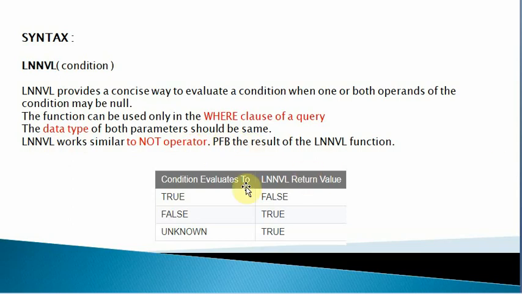So how will this result? If we are using it in a WHERE condition, and the condition is true, then LNNVL won't return that row, it will return false. If the condition is false, then it will return that row, because it's just a NOT, similar to a NOT operation. If the value of the condition is unknown, then it will also return that particular row. Let's see a few examples.